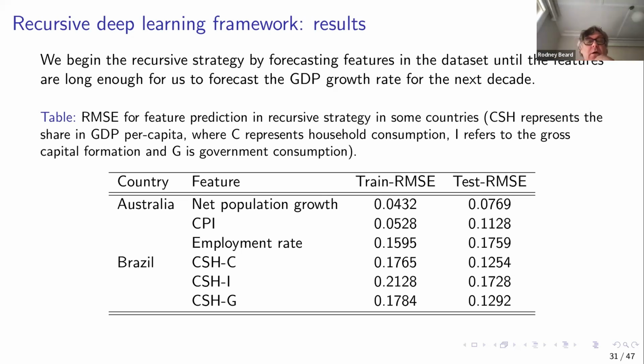So this is showing Australia and Brazil. CSH is the share in GDP per capita, and C represents household consumption. So these are basically component shares of the GDP, and G is the government consumption figure as well. One does need to be a little bit careful when inputting that sort of thing into the model as a predictor. But if you're doing it as a share, it's probably okay.